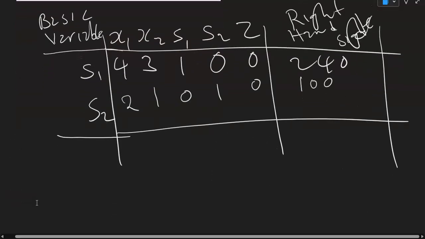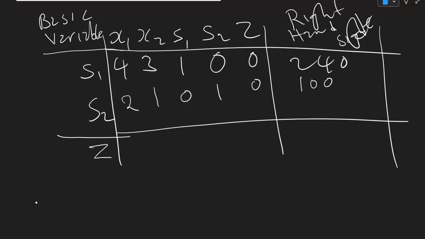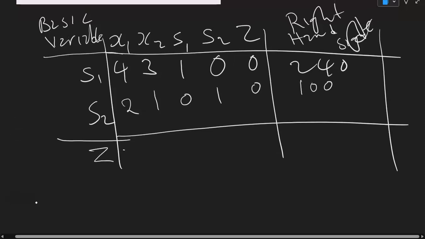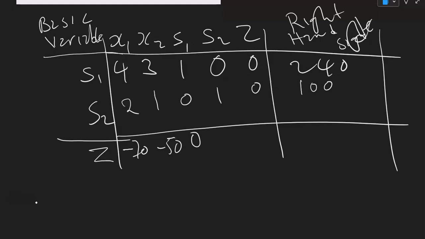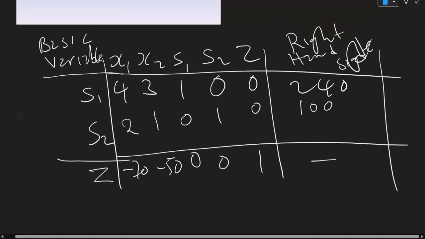And then you go to your objective function, the z function. Okay, we have negative 70, right? Negative 70, negative 50. You don't have any slack s1, you don't have any s2, but you have the z, which is 1. You have nothing there. Okay, you have created the initial feasible solution.